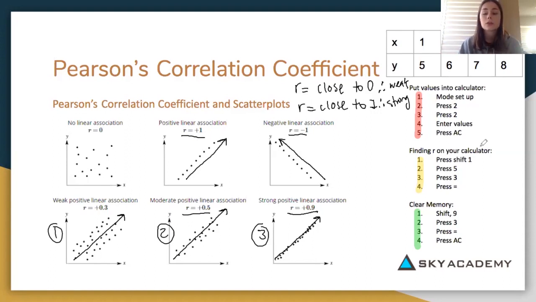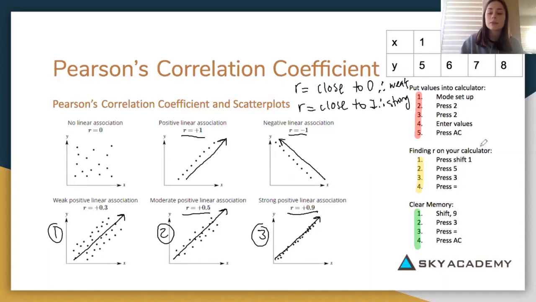So to find R specifically, you press Shift 1, try and do it about 1 second apart. So Shift 1, do it straight away. Then you press 5 to go into Reg. Then you press 3, and if you have a look at 3, there's the R symbol. So that's the one you want. Once you press 3, press equals, and then R will come up, and it will equal 1.